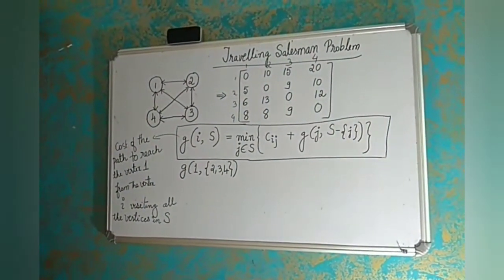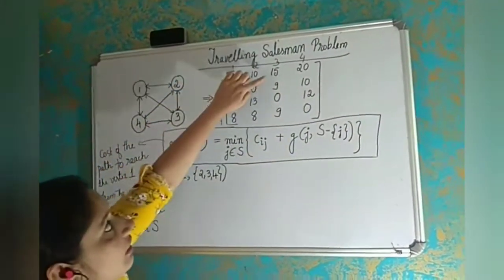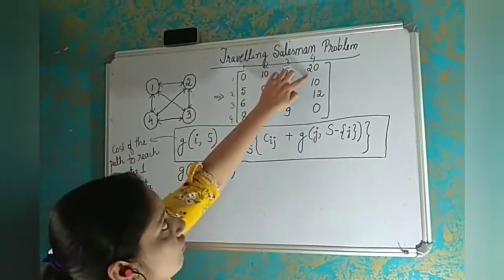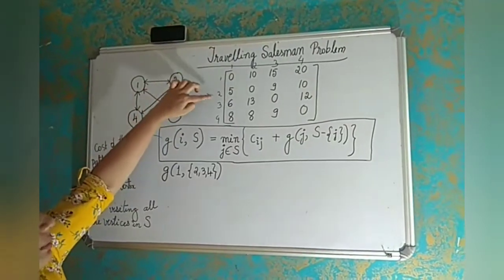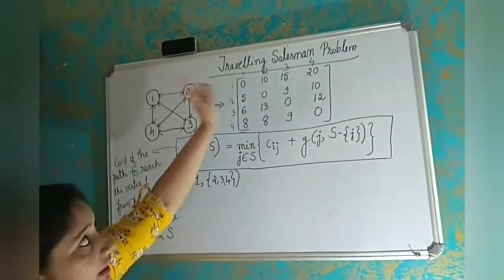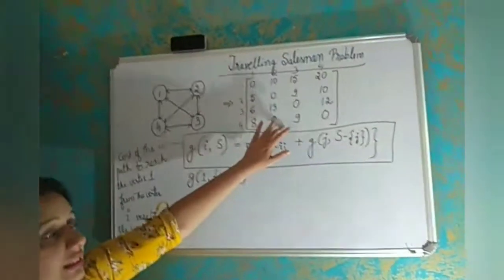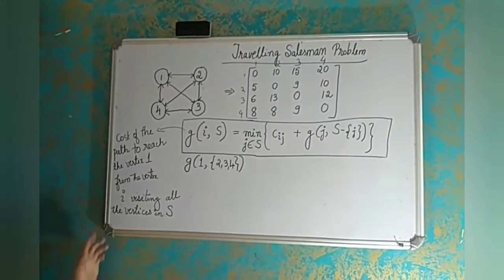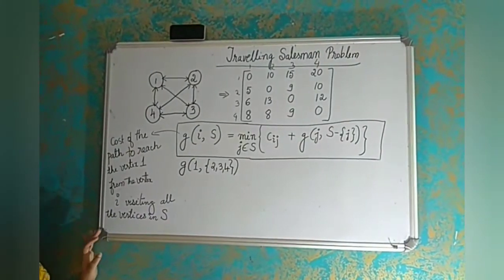Similarly, what is the cost to travel from 1 to 3? That is given here, 15. And what's the cost to travel from 1 to 4? That is equal to 20. Similarly, from 2 to 1 it is 5, 2 to 2 is 0, 2 to 3 is 9, 2 to 4 is 10. So this particular matrix represents the cost matrix. This is not the adjacency matrix, this is the cost matrix, because each of the values represents the cost of the edges.